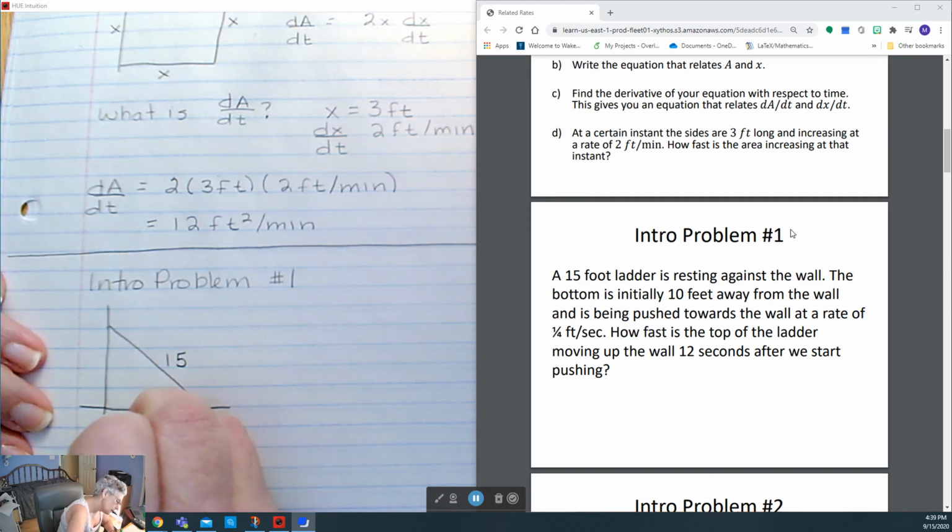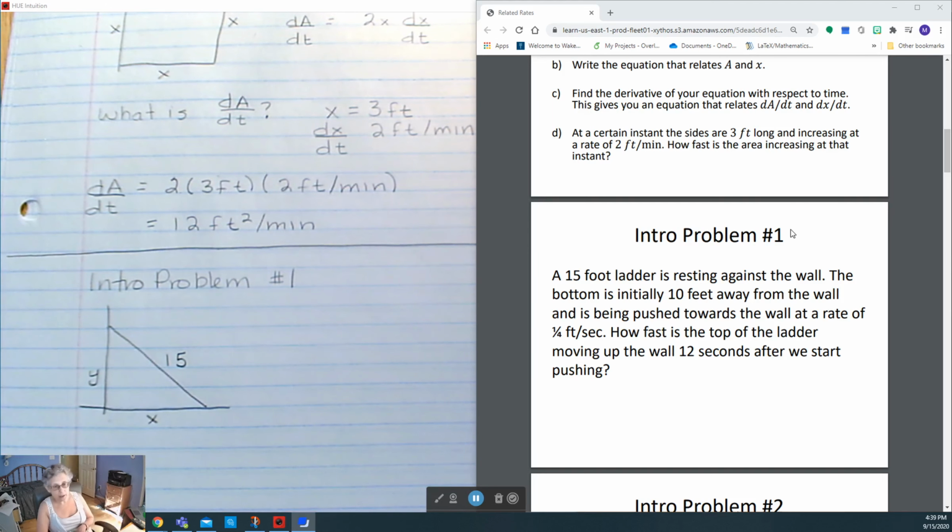I like horizontal stuff to be x's and vertical stuff to be y's. You could call them D and H for height and distance. You could call them Charlie and George. You can call them whatever you want to. I like x and y because I'm boring. The bottom is initially 10 feet away from the wall and is being pushed towards the wall at a rate of 1/4 feet per second.